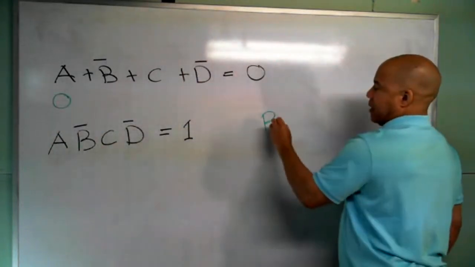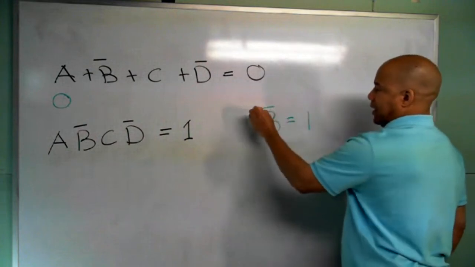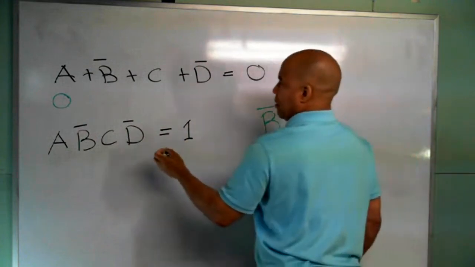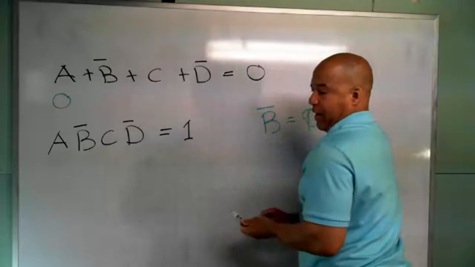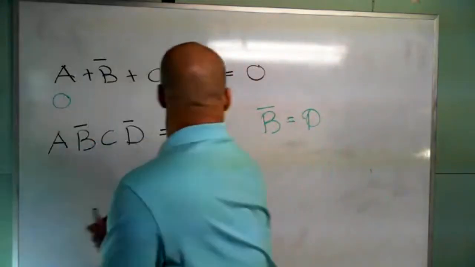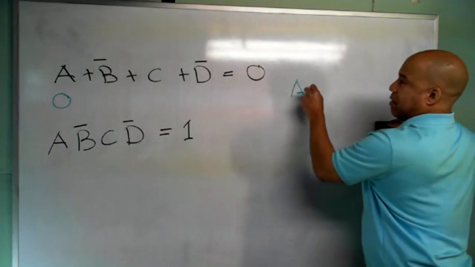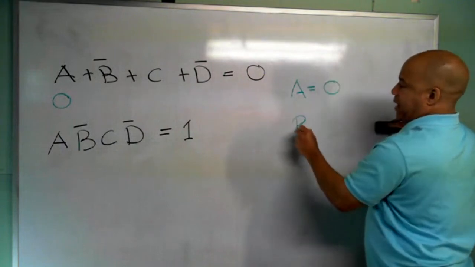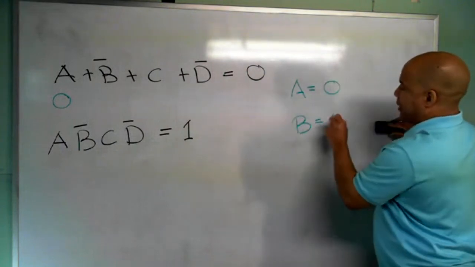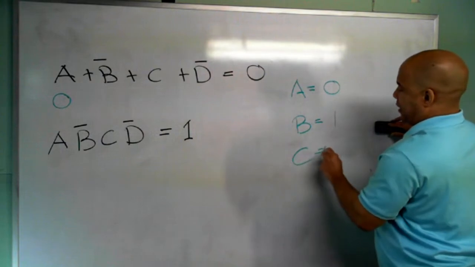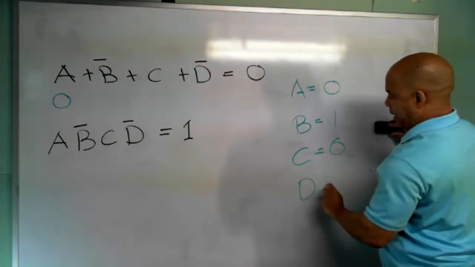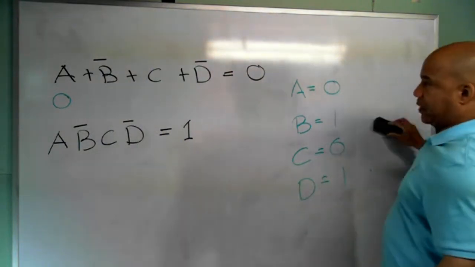B has to be a 1, and then when I knot it, it changes it to a 0. So let me write out the solution like this. A has to be a 0. B, not B not, but B is a 1. C is a 0. And D has to be a 1 to make this true.